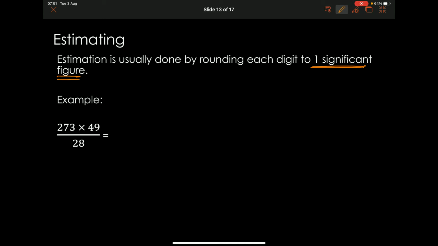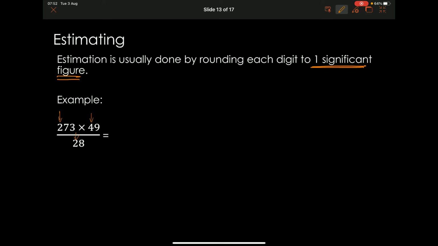So it wants you to estimate the answer to this question. 273 times 49 divided by 28. When we round to 1 significant figure, remember, we look at these first digits. If you want to pause the video and have a go at this, then go ahead and do that now. And then press play for the answer.